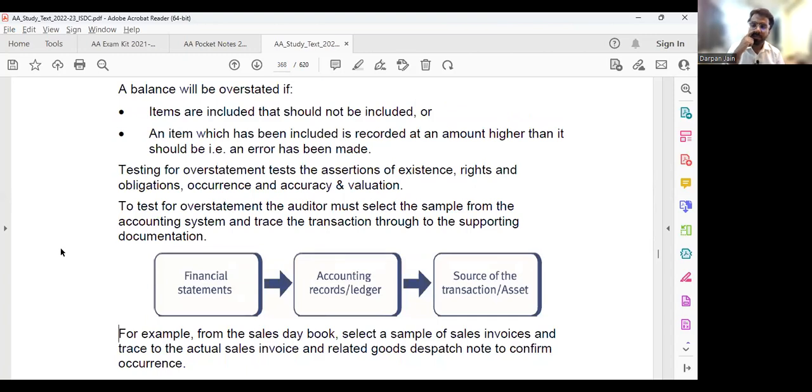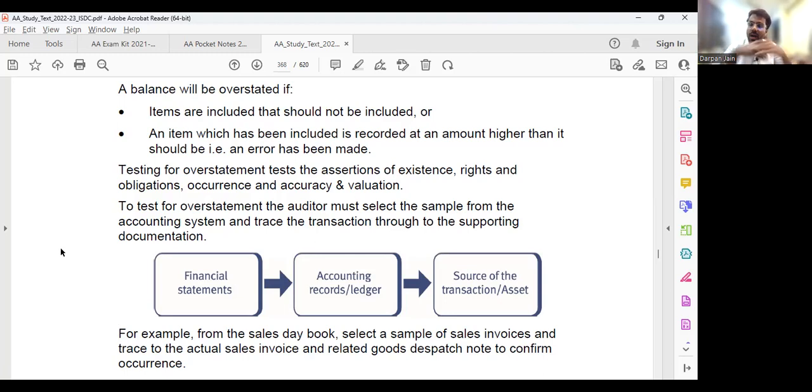The reverse of this will be testing for understatement. What do you mean by understatement? That means everything which has happened, whether that has been recorded or not. All the transactions and events which have happened, all the fixed assets which are there, whether they have all been recorded or not. Which assertion are you testing? You're testing the assertion of completeness.